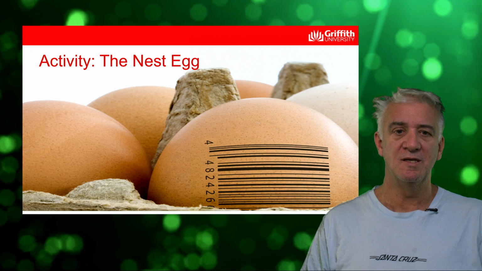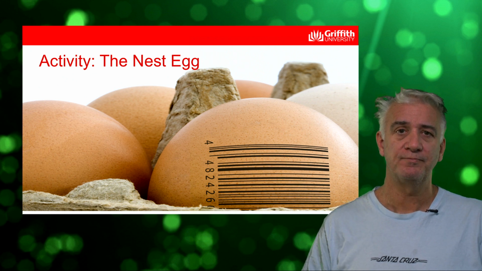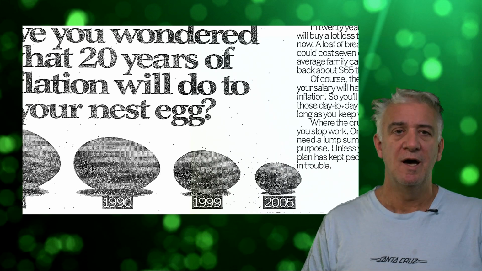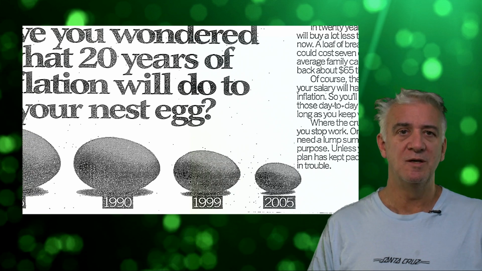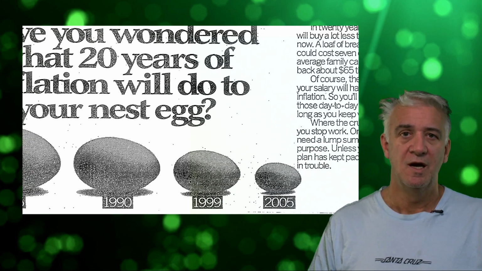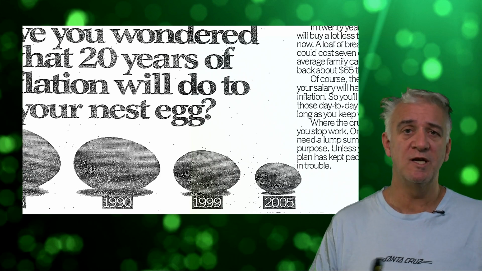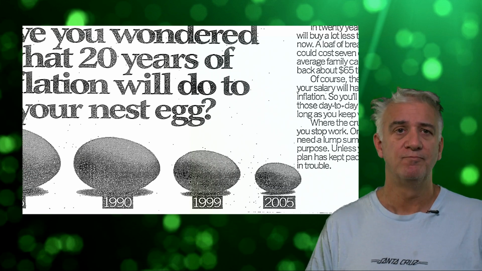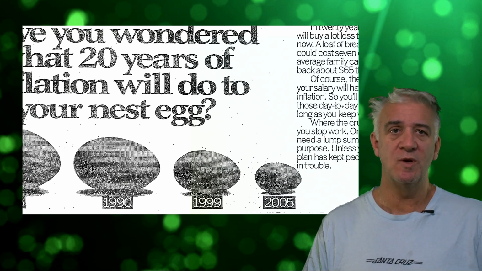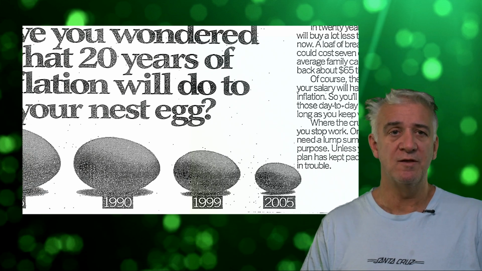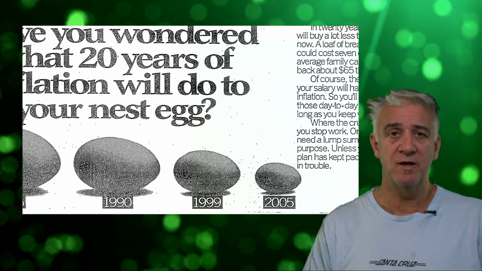Another activity is one I call the nest egg. This appeared in the paper quite a long time ago. You can see there that it shows a series of eggs decreasing in size. And the question, this was from a superannuation company trying to get you to invest in your retirement, is what would happen to your nest egg in 20 years' time? At this time, I just gave it to the students out of the newspaper, showed it to them and asked them what they thought.